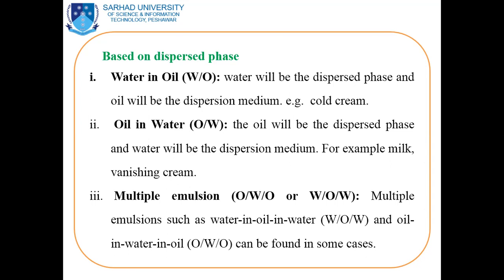The third class of emulsion is termed as multiple emulsion. In multiple emulsion, there are two possibilities, either oil in water in oil or water in oil in water. In the first case, oil and water is distributed in the oily phase, and in the second case, water and oil is distributed in the water. This type of emulsion is used to prolong the release of the drug, that is, a sustained release formulation is developed by this class of pharmaceutical emulsion.